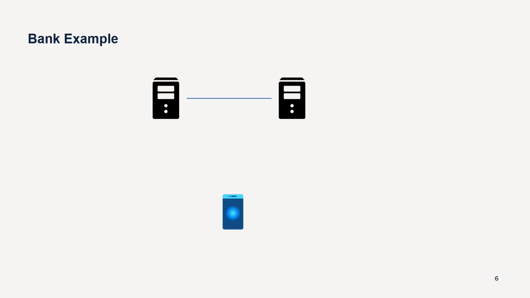So at that time, you can see that both servers are able to talk to each other, because the network link is already established between those two servers. Suppose the user has a balance of rupees 100, and both servers have the same balance, like both servers are in sync.